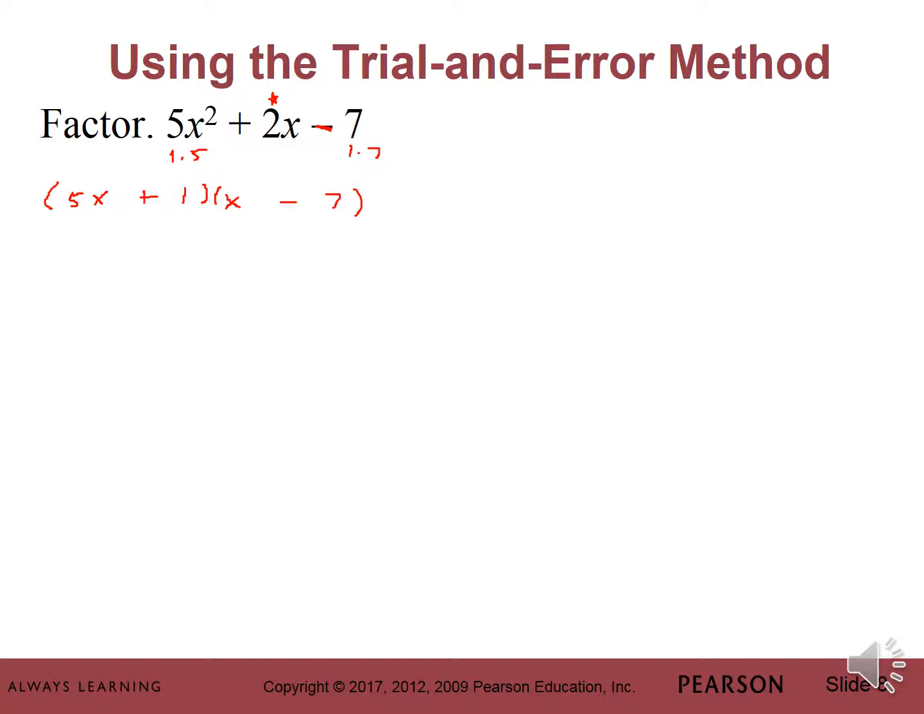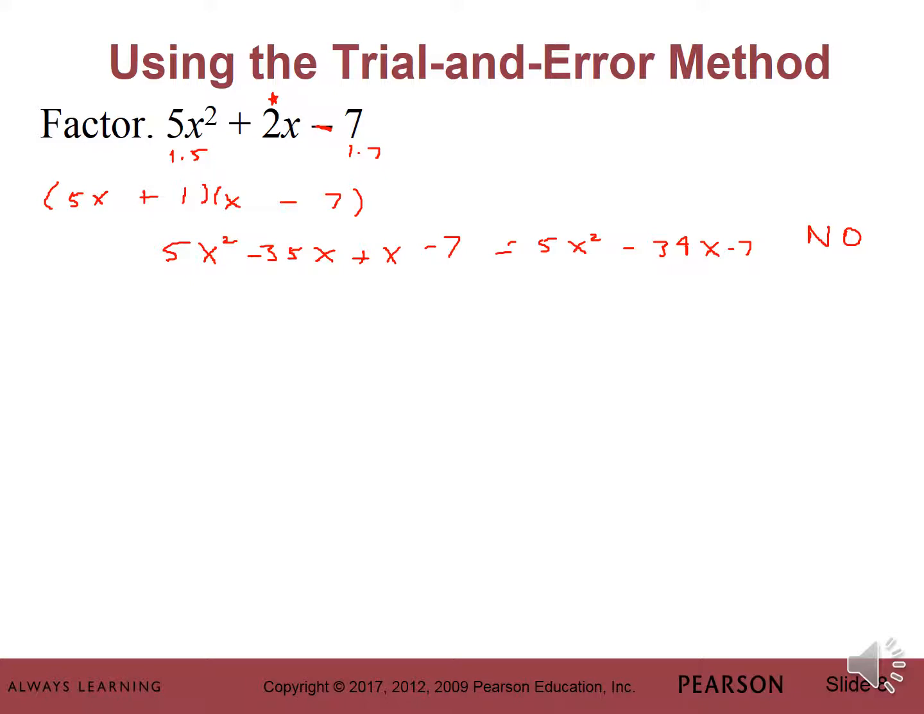Okay, so just to prove that we are still using trial and error, what we get out of this is 5x squared minus 35x plus x minus 7, which is 5x squared minus 34x minus 7. So no, that's not it.